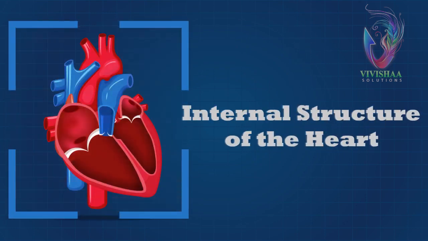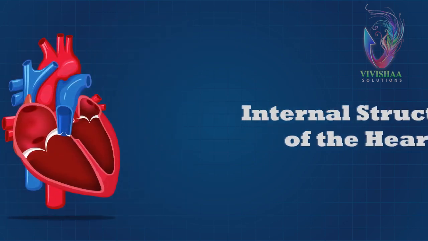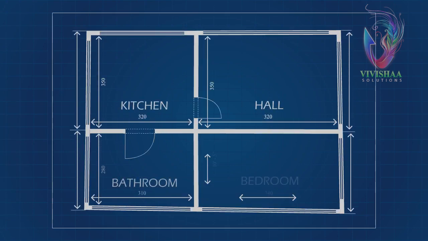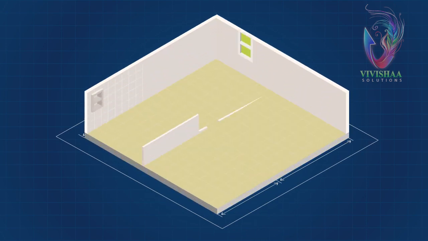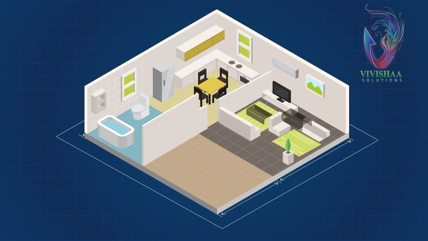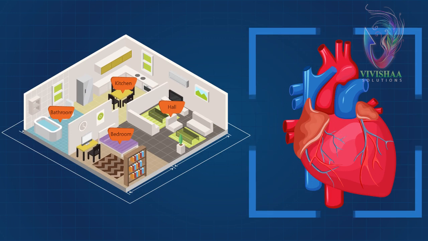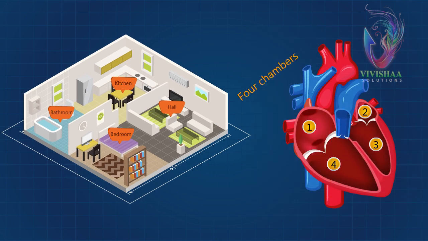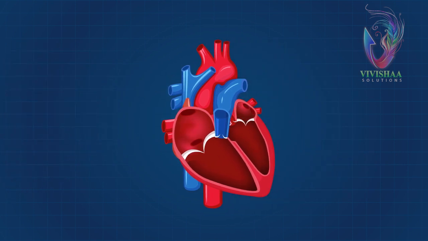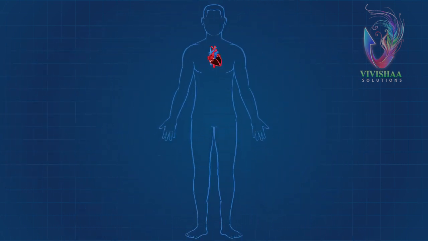Internal structure of the heart. As our house has specific rooms for specific purposes, such as bedroom for taking rest, bathroom for cleaning ourselves, kitchen for making food, etc., so is our heart, made up of 4 chambers. Let us know about internal structure of the heart and its associated blood vessels.